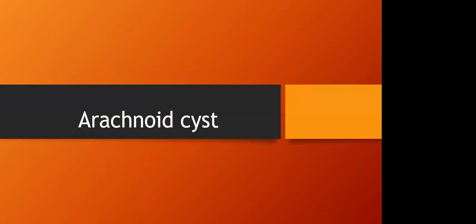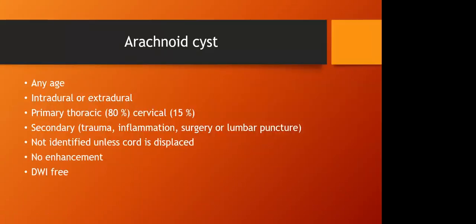Non-neoplastic masses. First, we are going to talk about the arachnoid cyst. It could present at any age, could be intradural or extradural. It could be primary, and in these cases, most of the cases will present in the thoracic region, followed by the cervical, and it could be secondary to trauma, inflammation, surgery, or lumbar puncture. And in these cases, it could present in any region of the spinal cord.